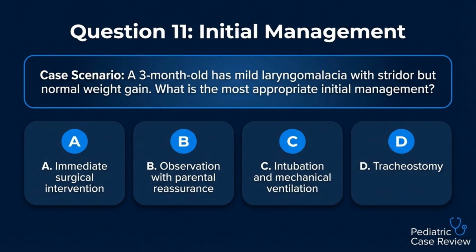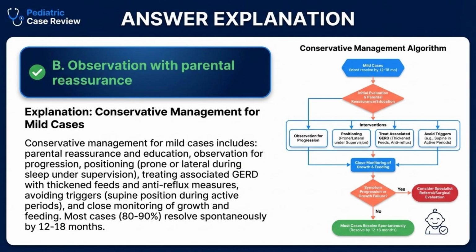A 3-month-old infant has mild laryngomalacia characterized by audible stridor but demonstrates completely normal weight gain and no feeding issues. What is the most appropriate initial management for this patient? Option 1, immediate surgical intervention. Option 2, observation with parental reassurance. Option 3, intubation and mechanical ventilation. Option 4, tracheostomy. The correct answer is option 2, observation with parental reassurance.